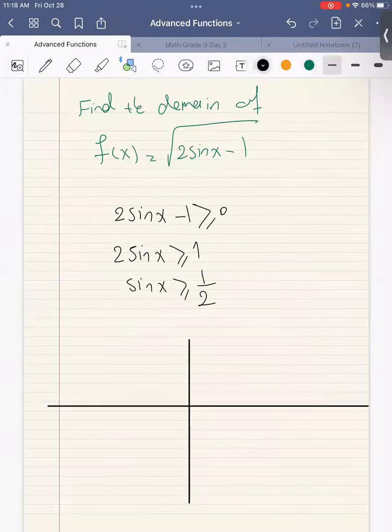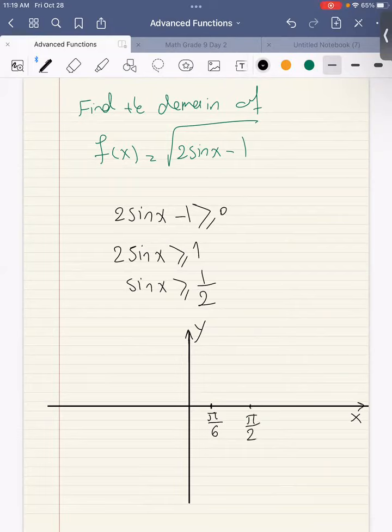So the graph of sine, for example. At what point is sine of x equal to 1/2? Sine of what angle is 1/2? Pi over 6. And then at pi over 4, pi over 2, it's 1.